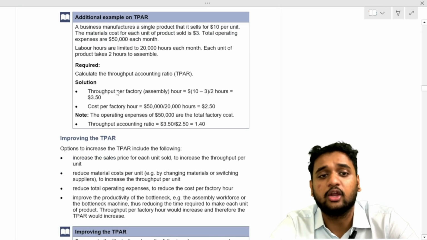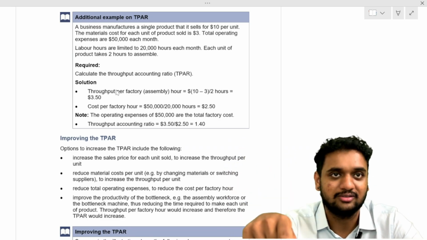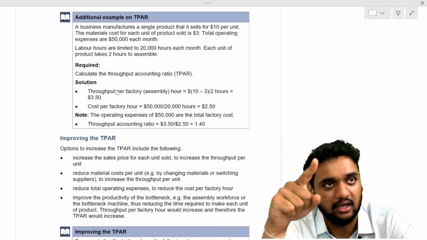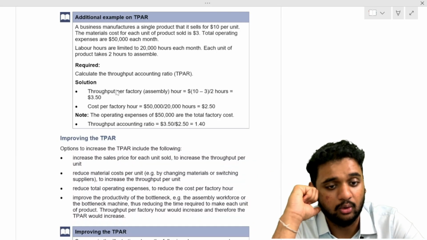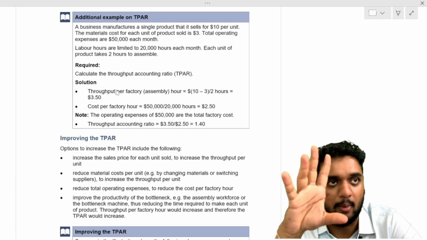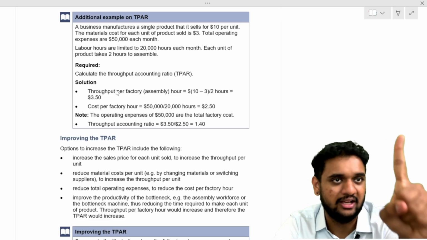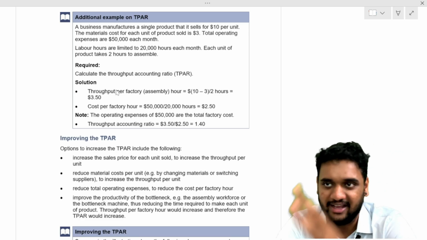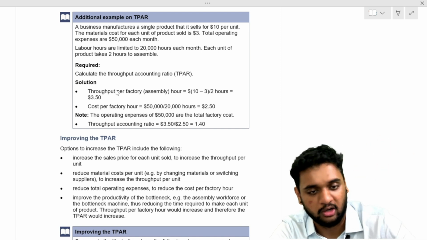Understood, all of you? How can you improve the throughput accounting ratio? The numerator should increase or the denominator should reduce. For the numerator to increase, sales should increase, or direct material should reduce. Below, in the denominator, what can we do? Fixed cost or operating expense should reduce. So three things should happen: sales should increase, direct material should reduce, and operating expense should reduce. If these three things happen, your throughput accounting ratio will increase.